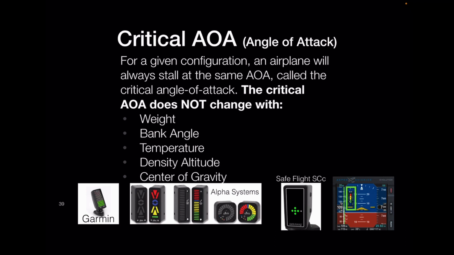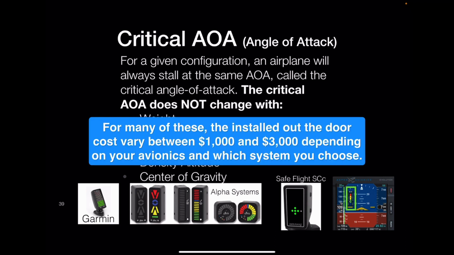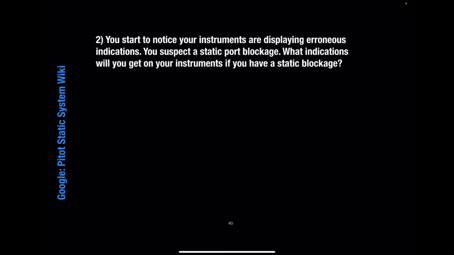And I've listed several examples of angle of attack indicators on the bottom. Now, for many of these, the installed out-the-door costs vary between $1,000 and $3,000, depending on what avionics you have and which systems you choose. Okay, so if you were interested, take a picture. Oh, sorry, let me back up. I got ahead of myself.